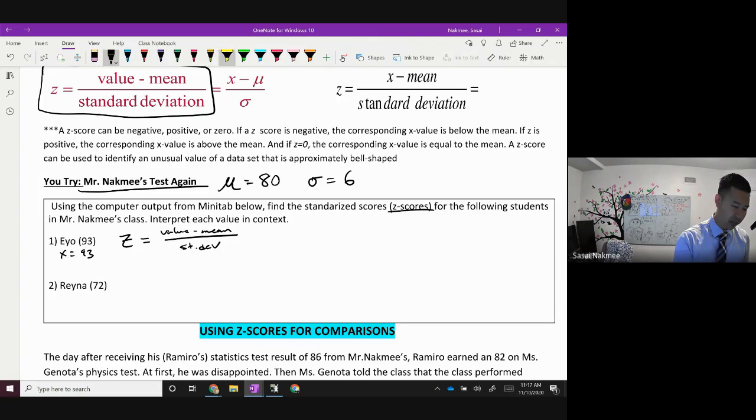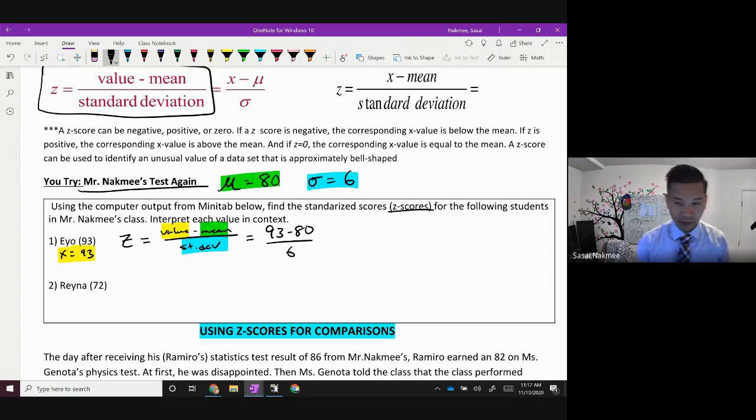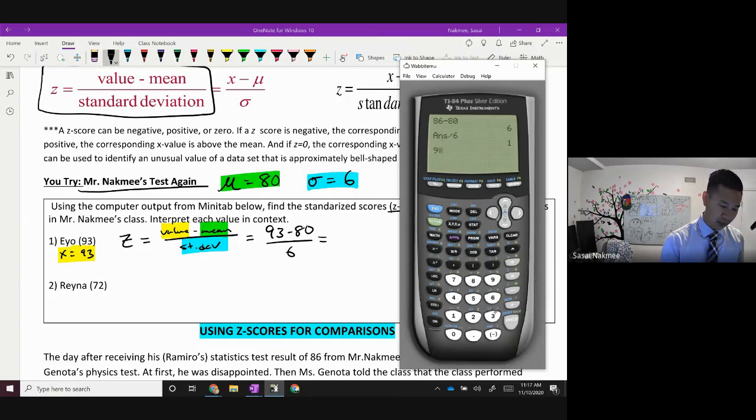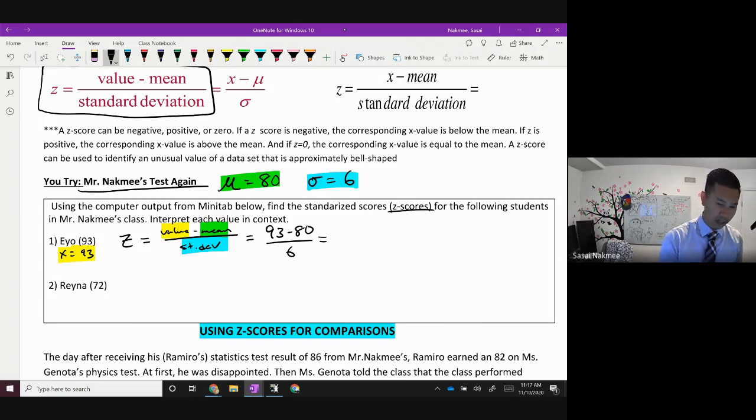Well, the value that we care about is 93. That's going to go here. The mean that we calculated earlier was about 80, so we're just going to use 80. And the standard deviation is 6. So we plug those values in. This is going to be 93 minus 80 divided by 6, which is 13 divided by 6. That gives me a z-score of 2.16 repeating, or 2.17.